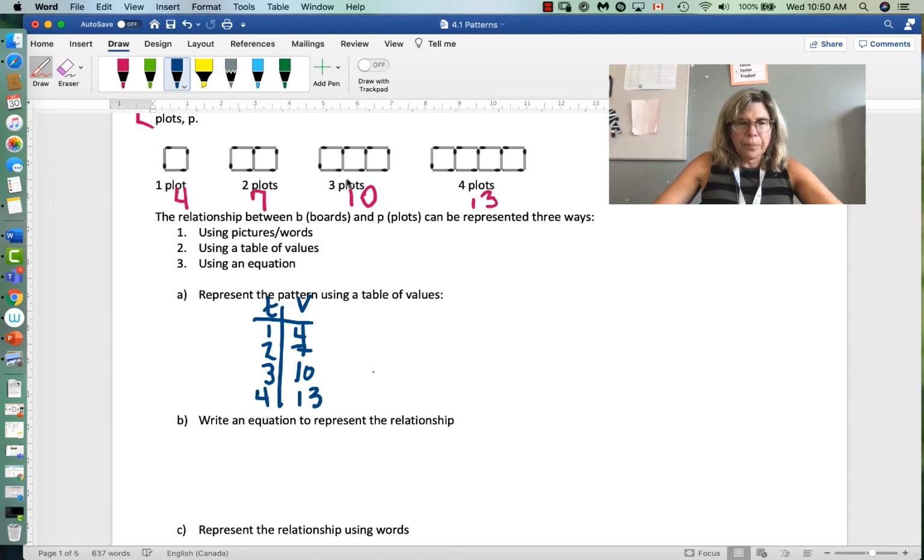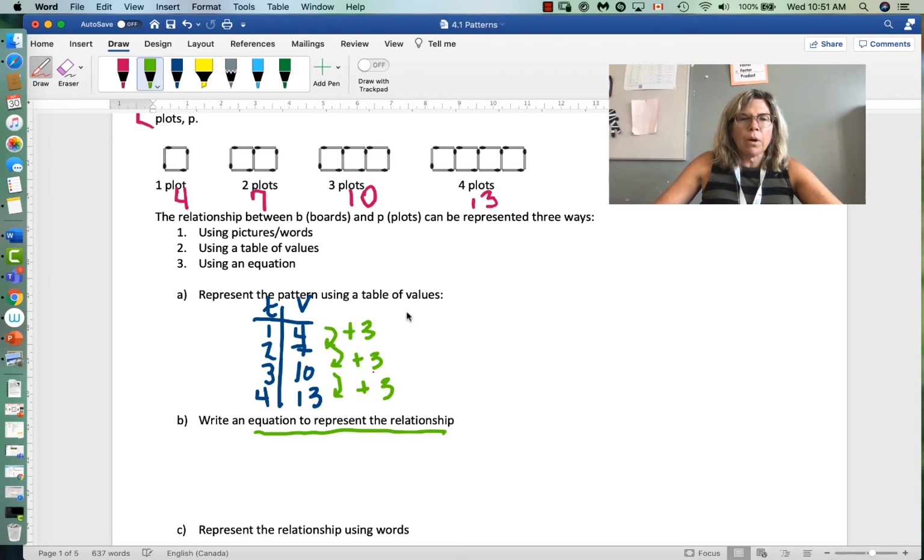And so if you look at it, 4 to 7, you add 3. 7 to 10, you add 3 again. 10 to 13, you add 3 again. Okay, so then it says next write an equation to represent this relationship.